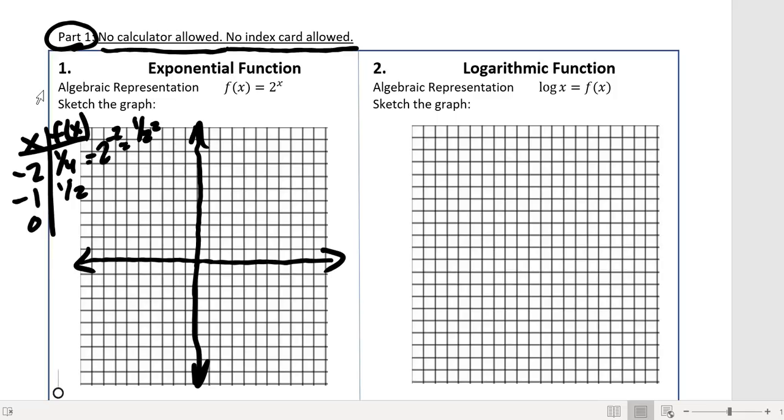2 raised to the 0 power. We know that anything raised to the 0 power, except for 0, is going to be 1. So any base raised to the 0 power is 1. And then I'll go ahead and do 2. 2 raised to the 2 power will be 4. So let me graph those points.